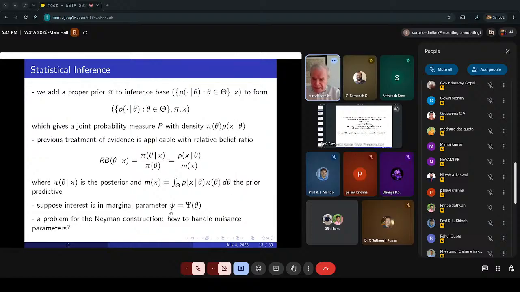And also, if I'm interested in a marginal parameter, some function of theta, there's a problem for the Neyman construction. I don't think there's a solution to that problem so far, and that's almost 100 years ago, right? How do I deal with nuisance parameters? There are ways that people have proposed in the literature, typically profile likelihoods, but there's a significant problem with profile likelihoods. Sometimes they give very poor estimates, and also they're not likelihoods generally.